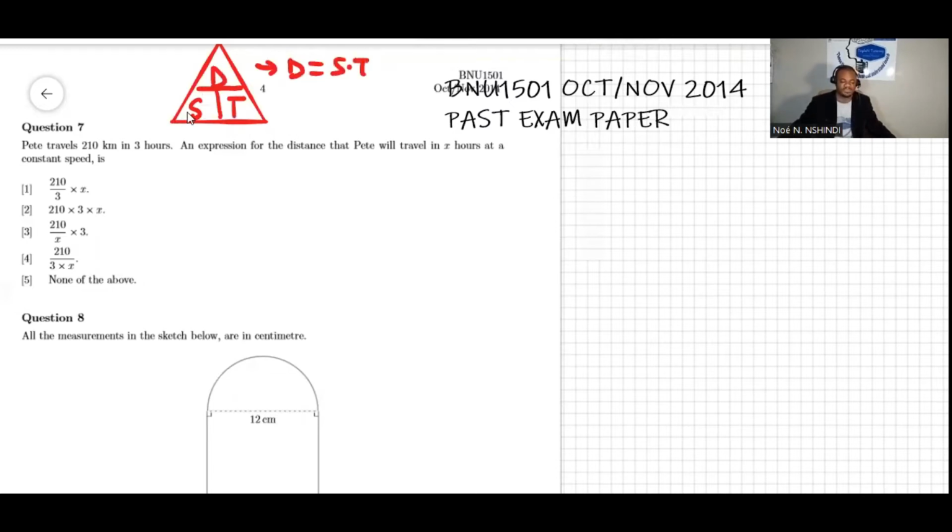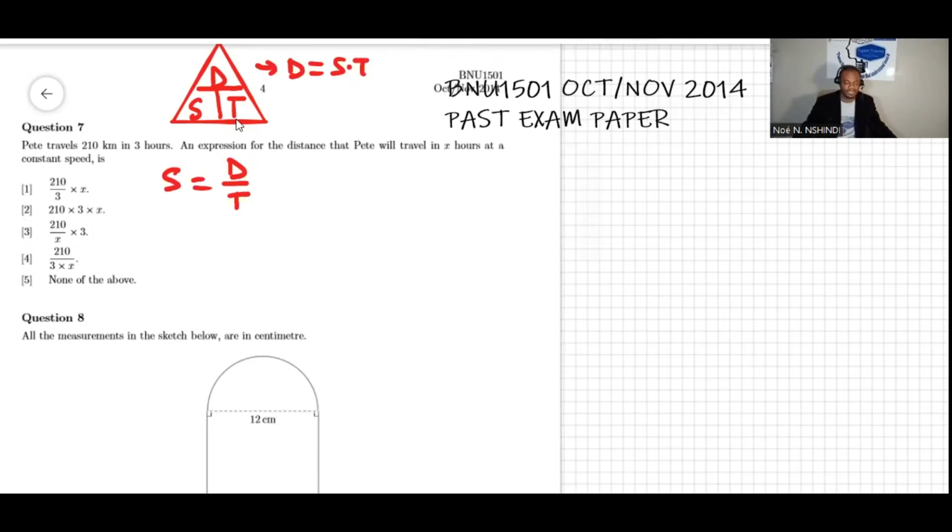This distance here will be speed times time, and the speed will be the distance over time, and the time is the distance over speed. Now, when there's an expression for the distance that it will travel in x hours at a constant speed, the constant speed must be calculated over here. The constant speed S will be, as I said, distance over time, as in the triangle here. Formulas in red. S will be distance over time.